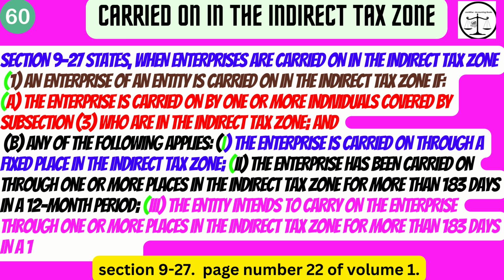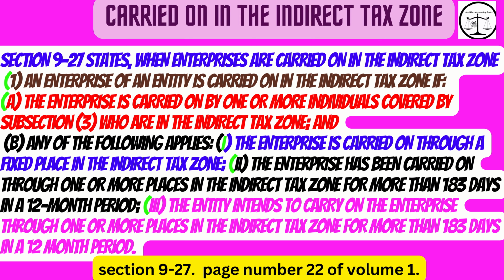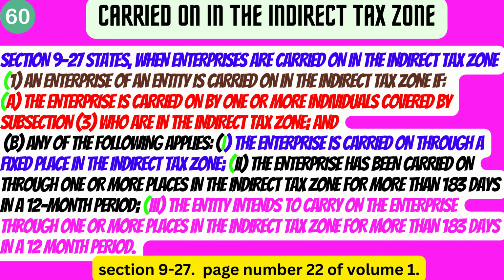I. The enterprise is carried on through a fixed place in the indirect tax zone. 2. The enterprise has been carried on through one or more places in the indirect tax zone for more than 183 days in a 12-month period. 3. The entity intends to carry on the enterprise through one or more places in the indirect tax zone for more than 183 days in a 12-month period.